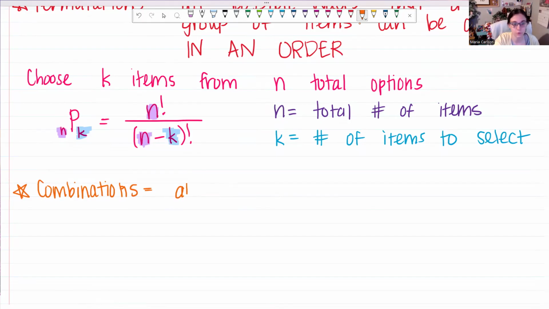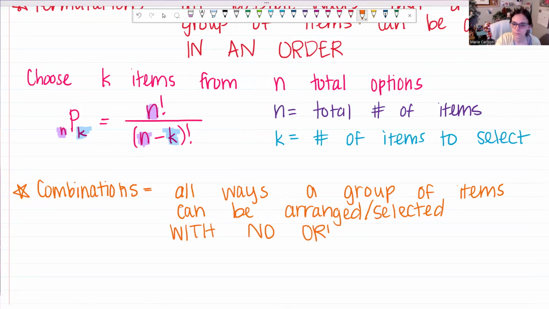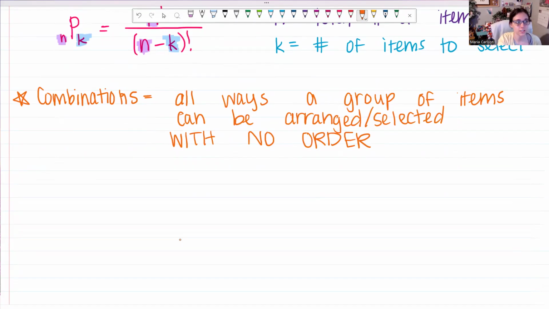Now, what are combinations? Combinations are all of the possible ways that a group of items can be arranged or selected with no order. So for permutations, order matters. For combinations, the order does not matter.